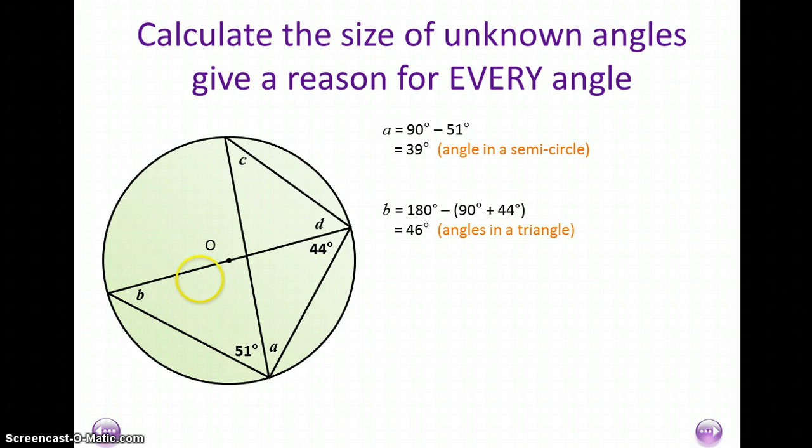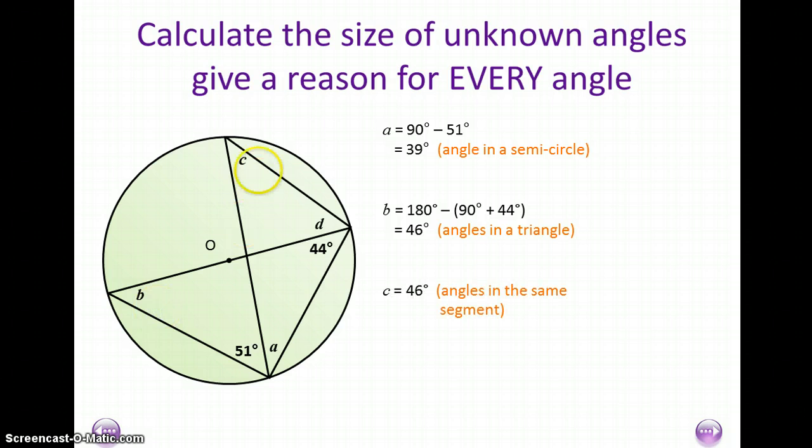Angle B is 46 degrees. So we're looking at this triangle here. So if this is 90 degrees and this is 44 degrees, this must be 46 degrees.